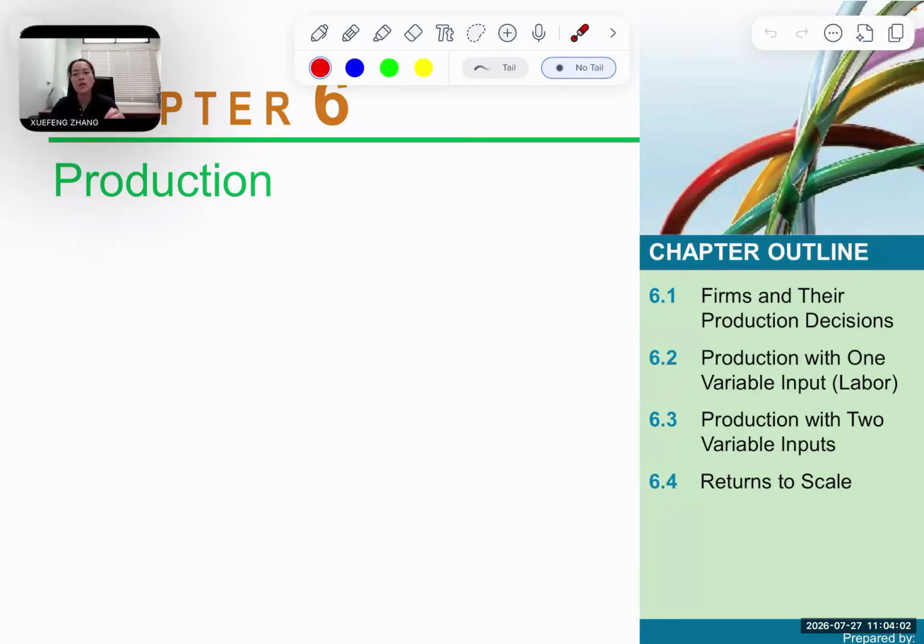Imagine you own a noodle shop. Your inputs are workers and cooking equipment, right? Your output is bowls of noodles. This chapter is about the relationship between how much you put in and how much you get out, okay? Inputs and output.